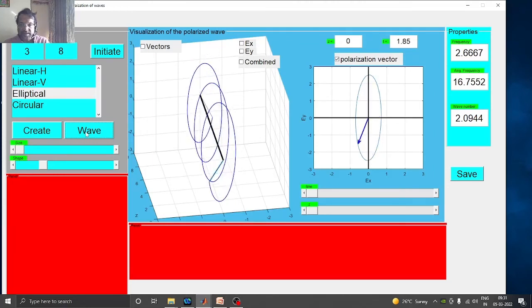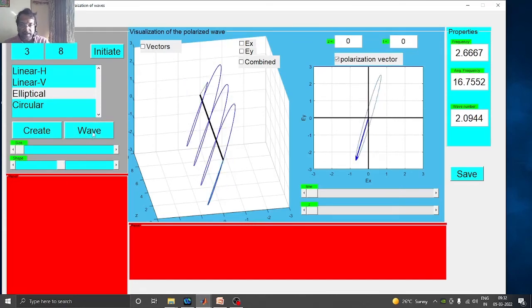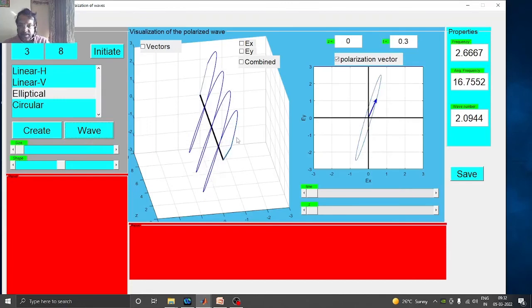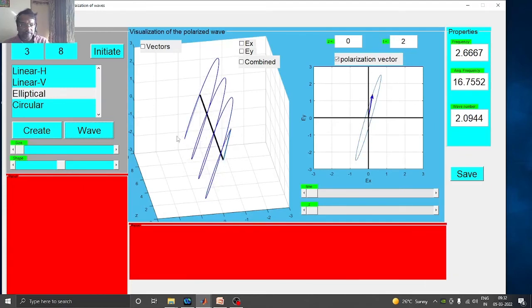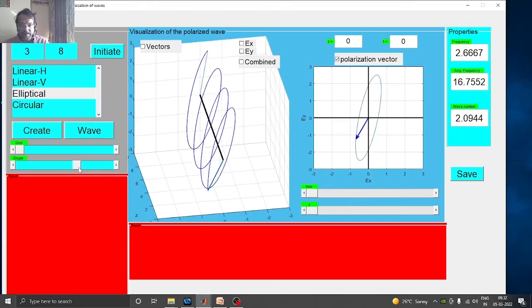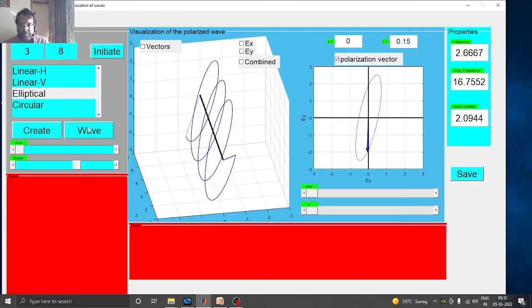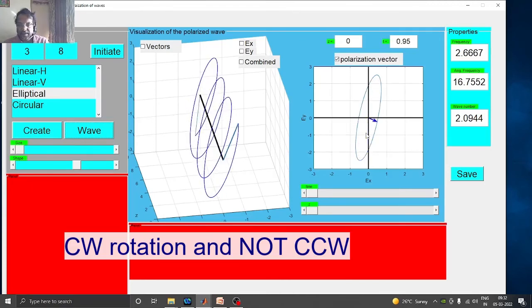The major axis is along the y-axis. Now the ellipse is more thin and it's making an acute angle with the x-axis. Let's change it further. Now you can see the sense of rotation has changed. It is anti-clockwise.